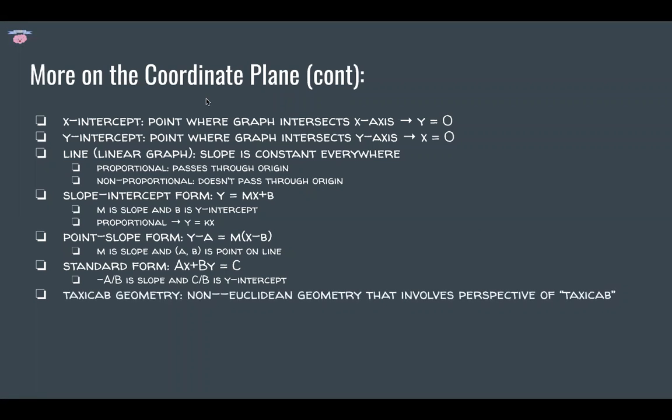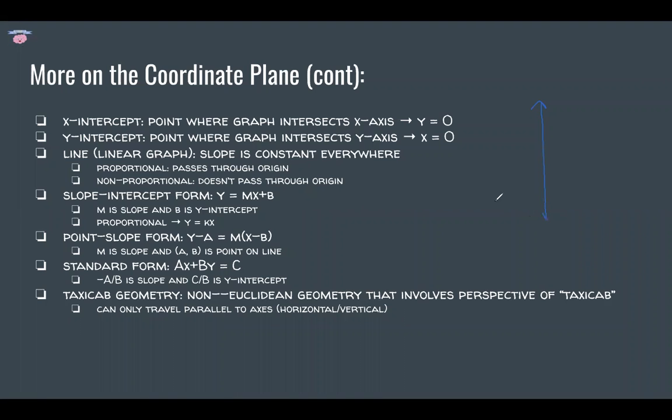Taxicab geometry is a type of non-Euclidean geometry. Basically, what we're talking about now is just Euclidean geometry: straight lines. The shortest distance between this point and this point is the straight line that connects them. That's Euclidean geometry. Non-Euclidean geometry involves the perspective of a taxi cab, because it can only travel parallel to the axes.